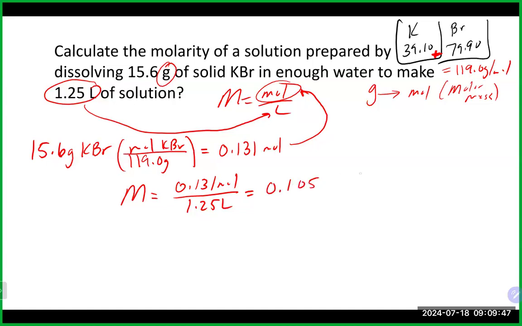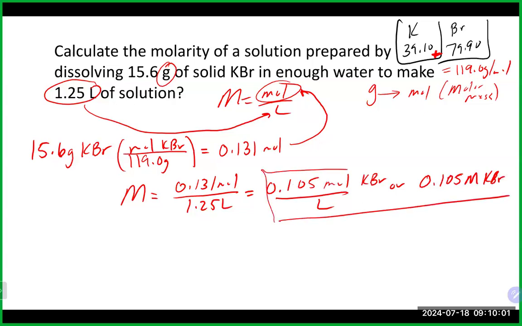0.105. Now, in terms of the units, you can leave it as moles per liter of KBr. Or at this point, if you want to put the big M back in there, you can, of KBr. So you could go either way on that in this particular case.